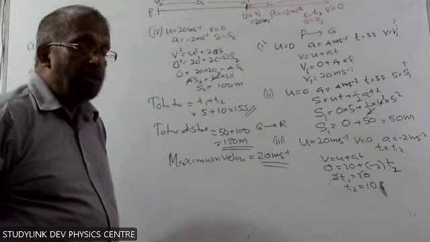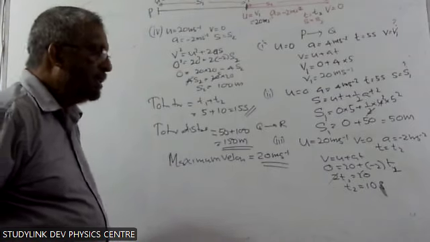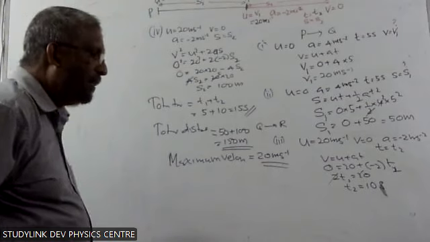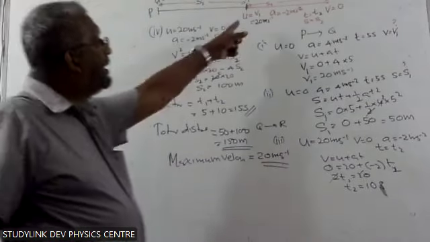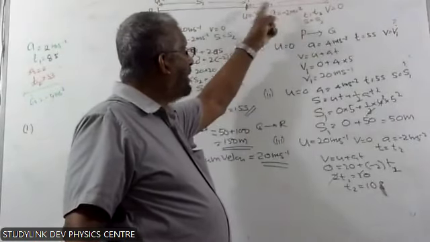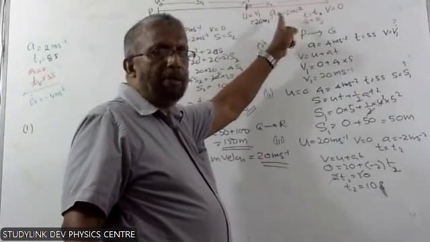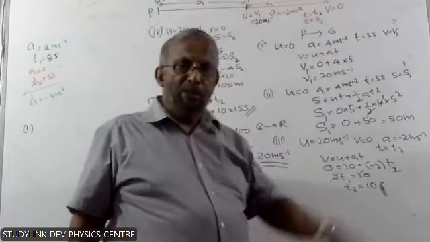Next one, what is the total distance the car covers? Sometimes it says travels. But here, I did not ask separately these two: what is the distance it travels under deceleration, and what is the time it takes to come to rest under deceleration? But to find the total values, you have to find it.